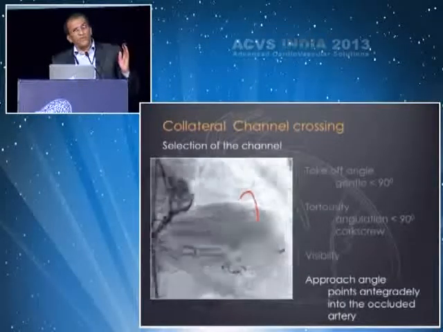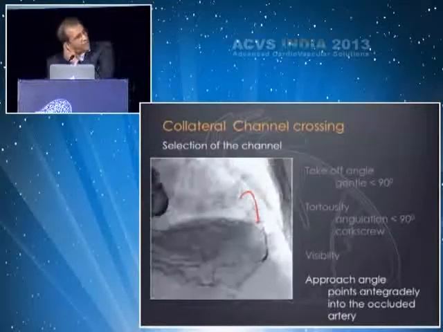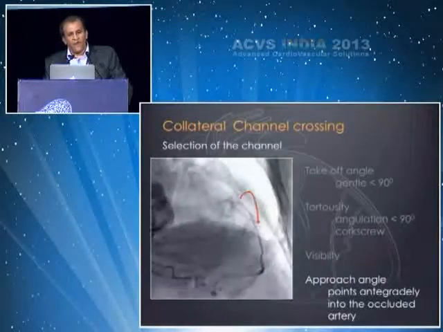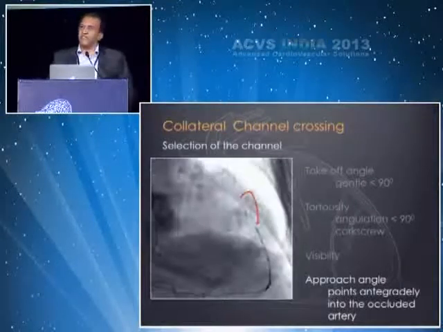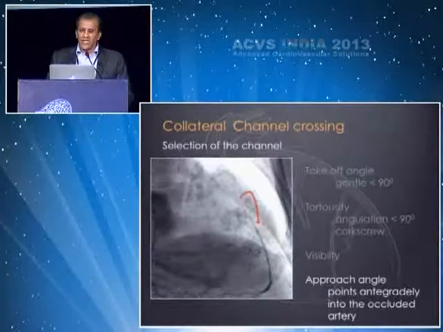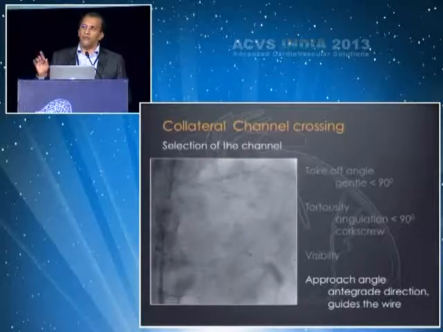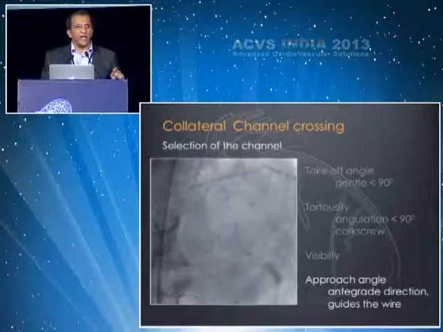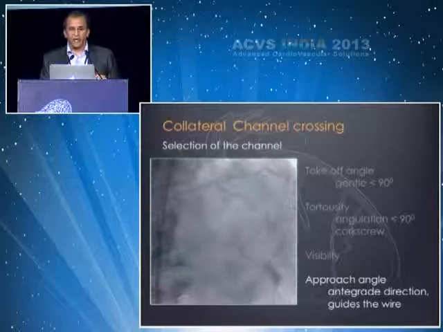Approach to the occluded artery of the channel is important, as I see in this particular case that we did a year and a half ago. We found that all the channels that would connect us to the distally occluded artery faced antegradely into the occluded artery. What this does is it gets your wire going antegradely, and you are unable to deflect the wire retrogradely. That's where you want to go. So it's important to study the channel as to how it approaches into the occluded artery as well.